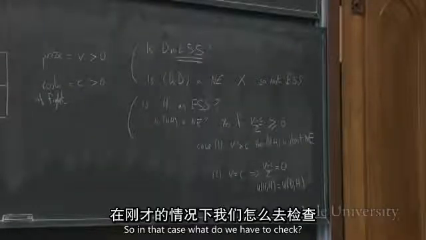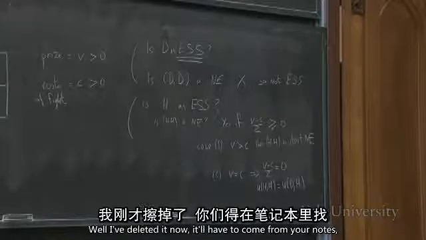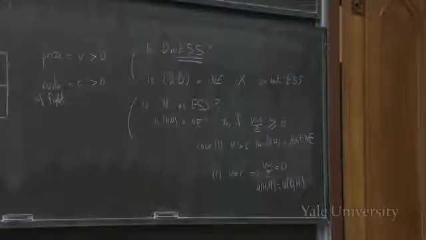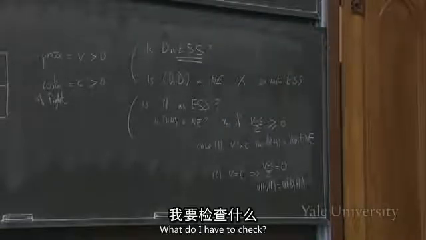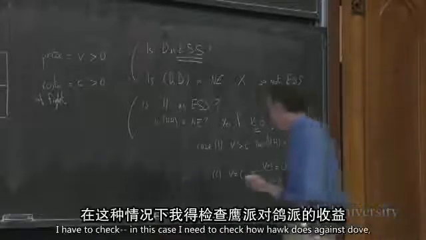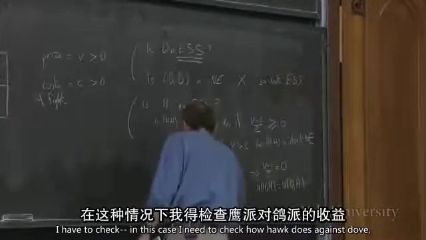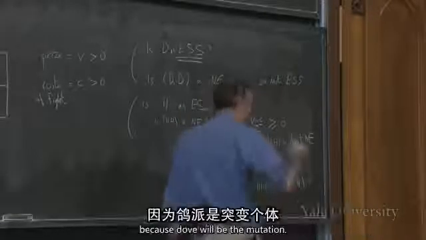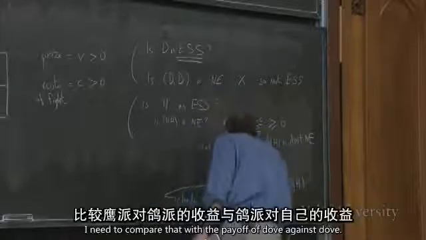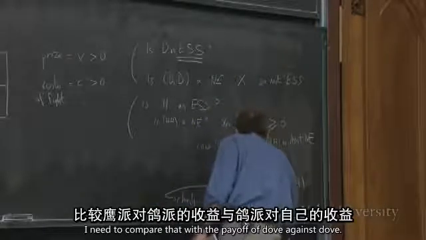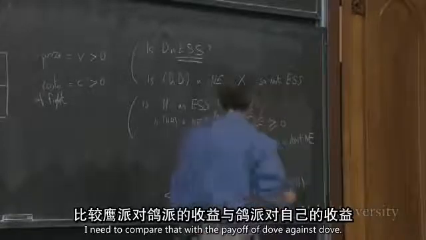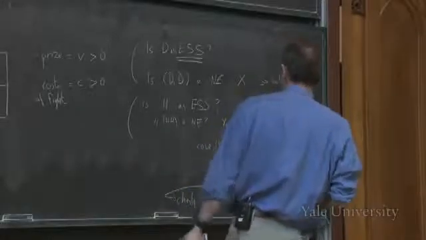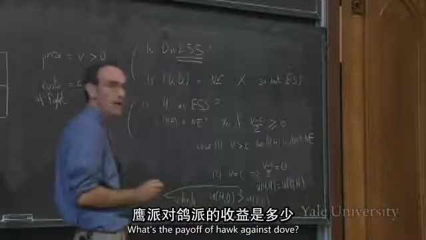So in that case, what do we have to check? Oh, I've deleted it now. You have to come from your notes. What do I have to check in the case in which there's a tie like that? I need to check how hawk does against dove, because dove will be the mutation. I need to compare that with the payoff of dove against dove. Okay, so how does hawk do against dove? What's the payoff of hawk against dove?